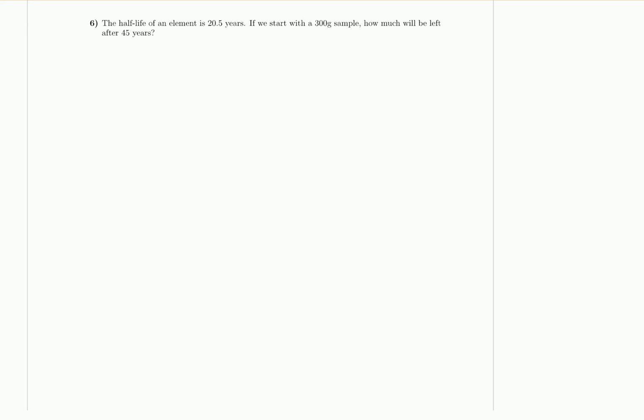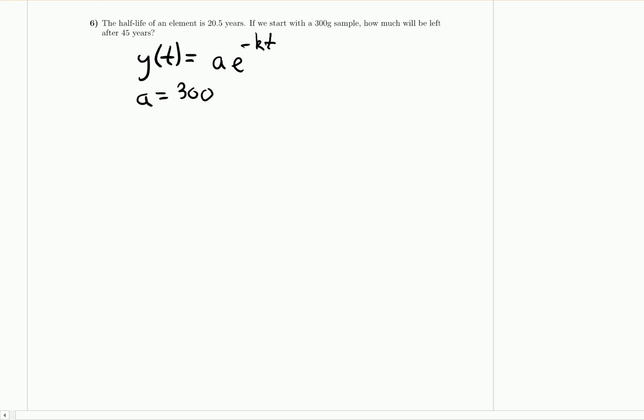To start this off, we'll begin with our equation for exponential decay, which is y of t equals a times e to the negative k t. The question tells us that we start off with a 300 gram sample. So A is the initial amount. So A is 300, and we can plug that in.